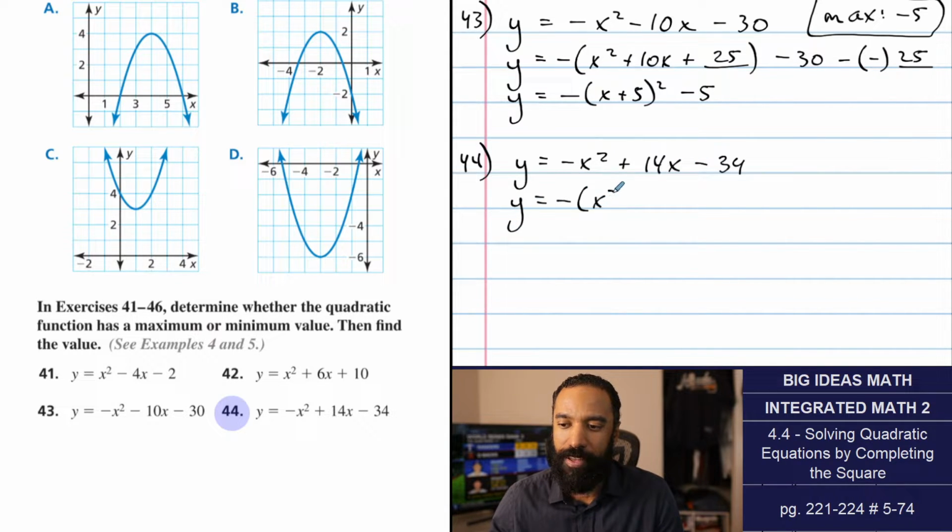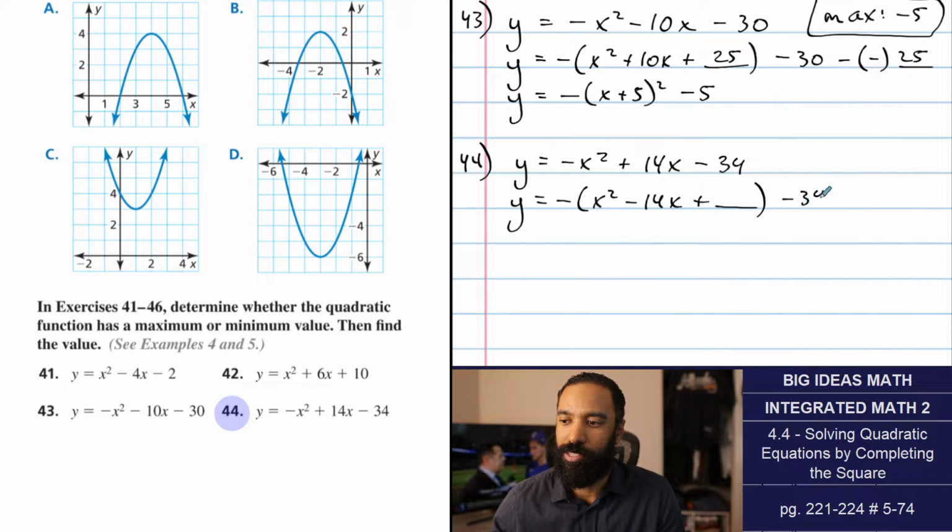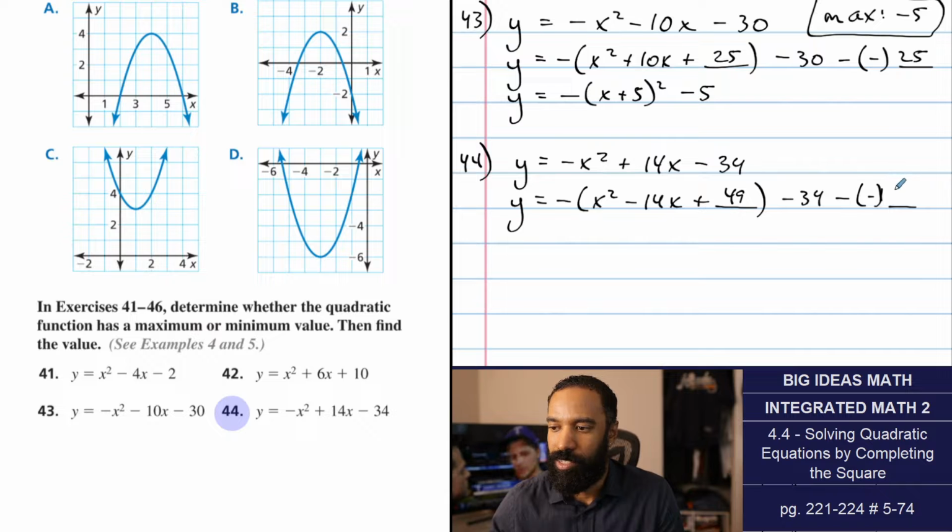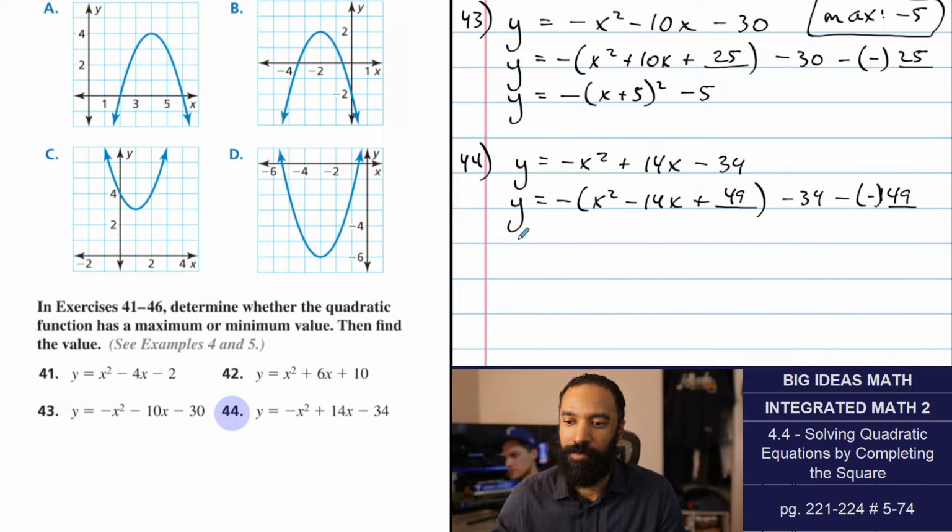We can factor the negative outside of there. We get x squared minus 14x. Let's find out what goes there. As negative, negative 34 subtracts the negative version of that number. This will be 49. As you can see, negative 7 gets squared, so 49 here.